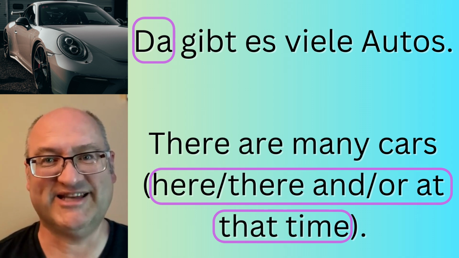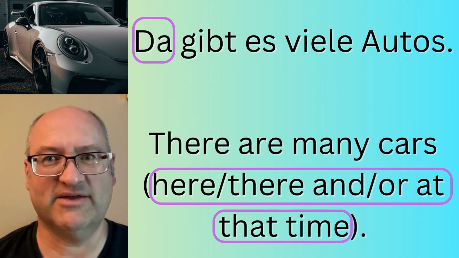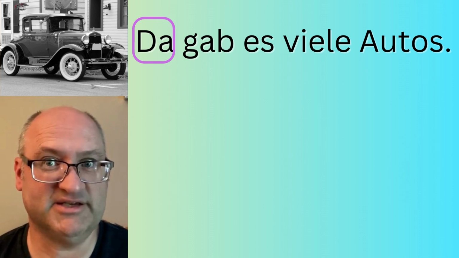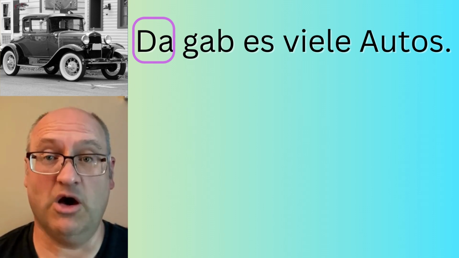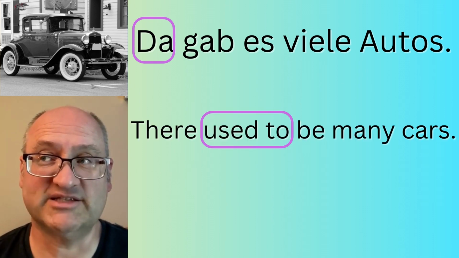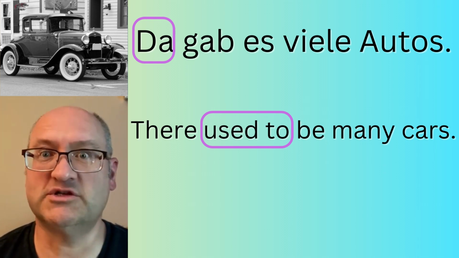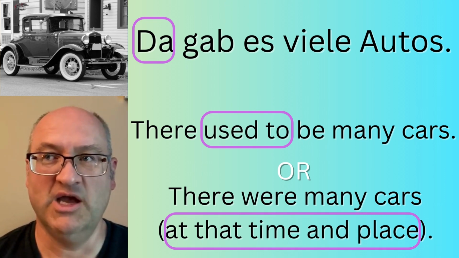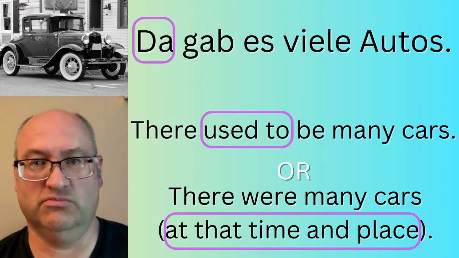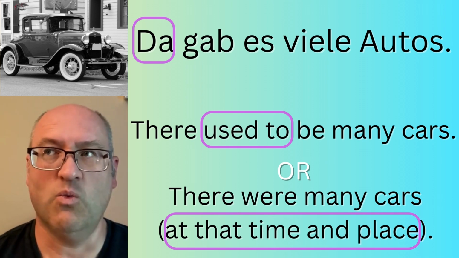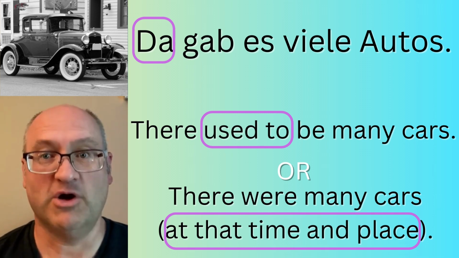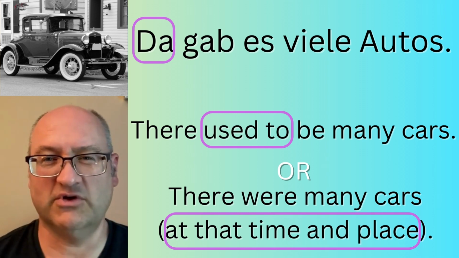The use of the present tense in this context also implies that this is here and now, or there and now. Let's look at a past tense example. Da gab es viele Autos. So this would be translated most likely as there used to be many cars. There were many cars, or there used to be many cars. So even if we use the English construction used to, we're kind of implying a setting, right? Not only a time setting, but also a place setting. And that's kind of included in here.